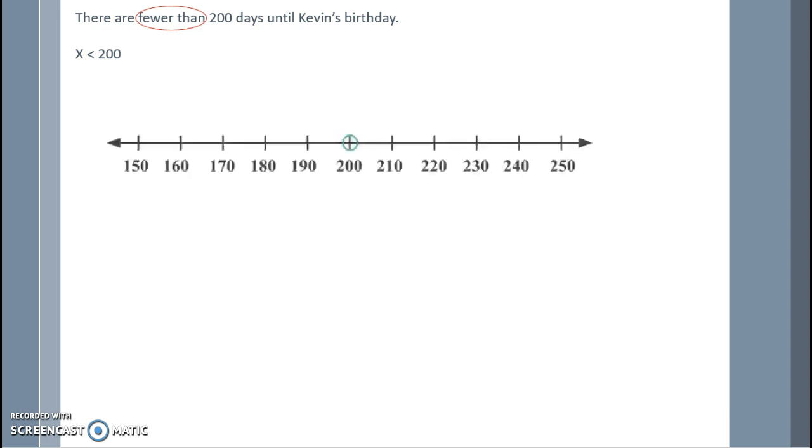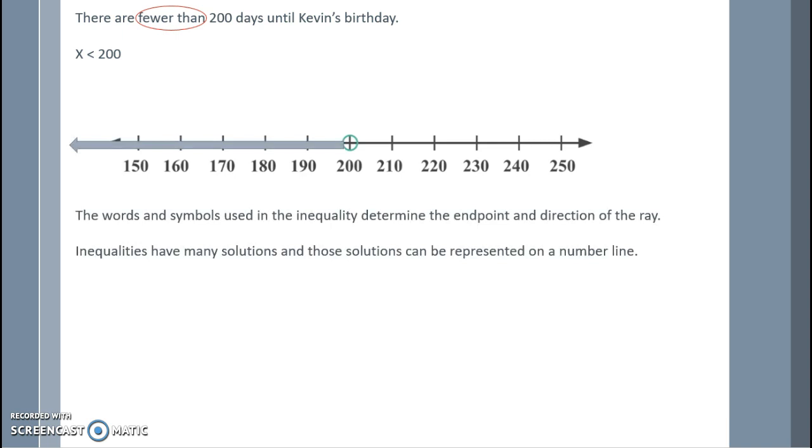There are fewer than 200 days until Kevin's birthday. Our hint here is fewer than. So letting x represent Kevin's birthday, his birthday is less than 200 days. On our number line here, notice that 200 is an open circle because it does not have the equal to portion underneath the inequality. We need numbers that are smaller than 200, which means our arrow needs to point to the left-hand side.